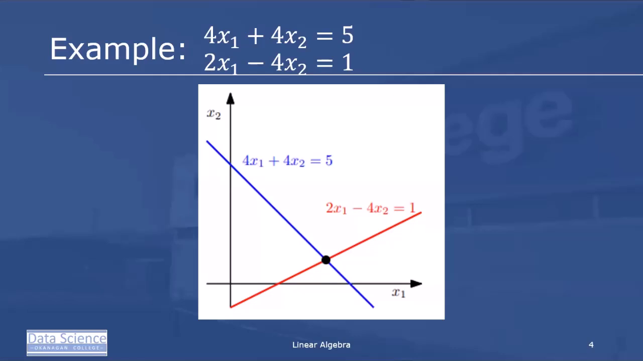Similarly, for three variables, each linear equation determines a plane in the three-dimensional space. When we intersect these planes, that is, satisfy all linear equations at the same time, we can obtain a solution set that is a plane, a line, a point, or empty.